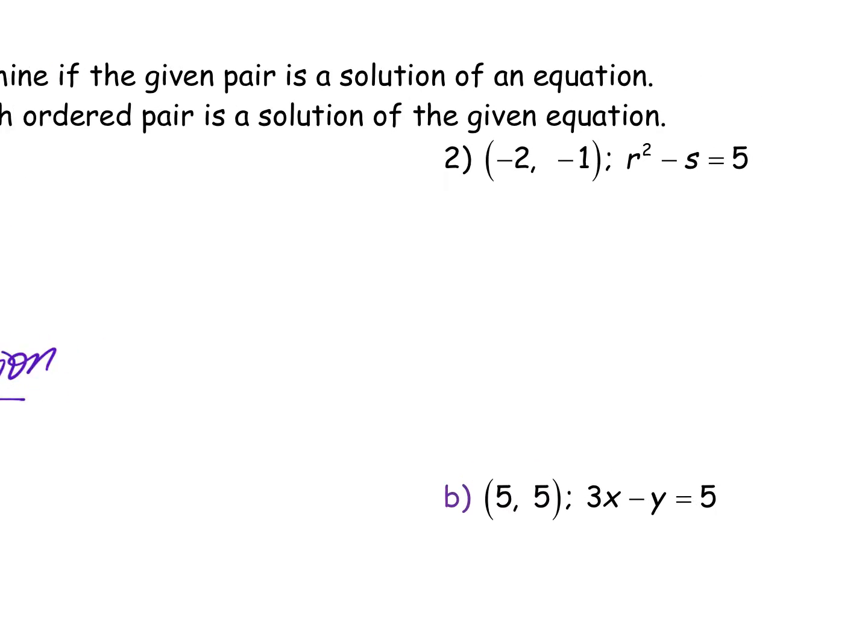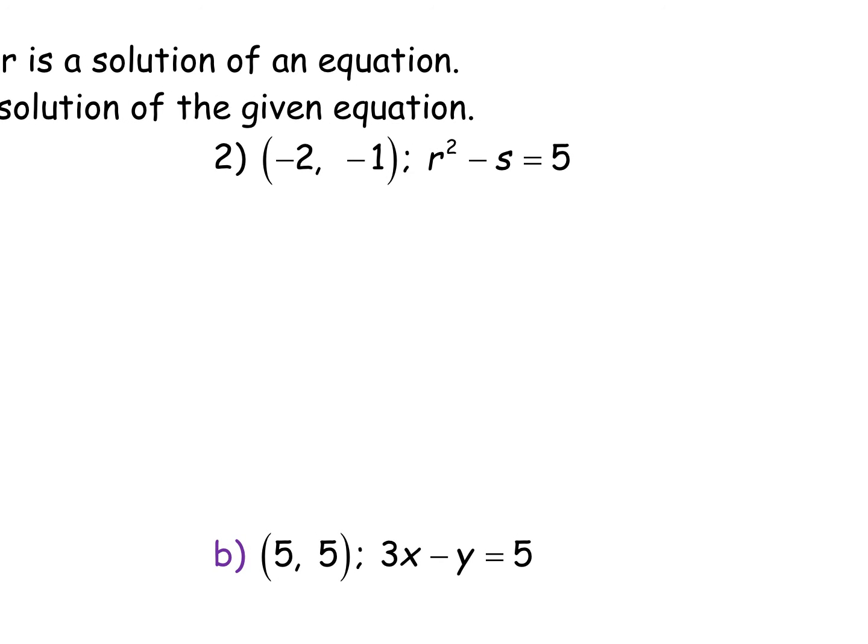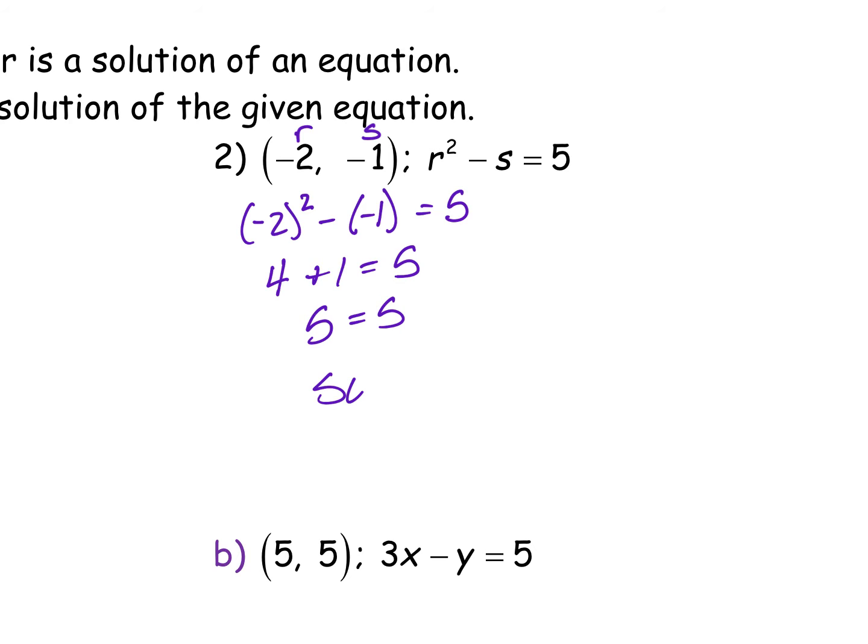All right, so number 2, which one's R and which one's S? Good. So this one's R and this one is? I know, it's a challenge if you know your alphabet or not. Okay, so I've got negative 2 squared minus a negative 1 equals 5. So what's negative 2 squared? 4. And minus a minus 1? Plus 1 equals 5. And 4 plus 1 is? So solution.